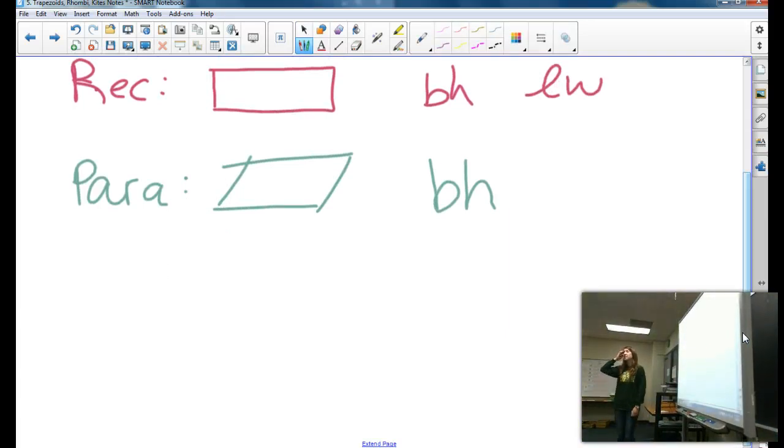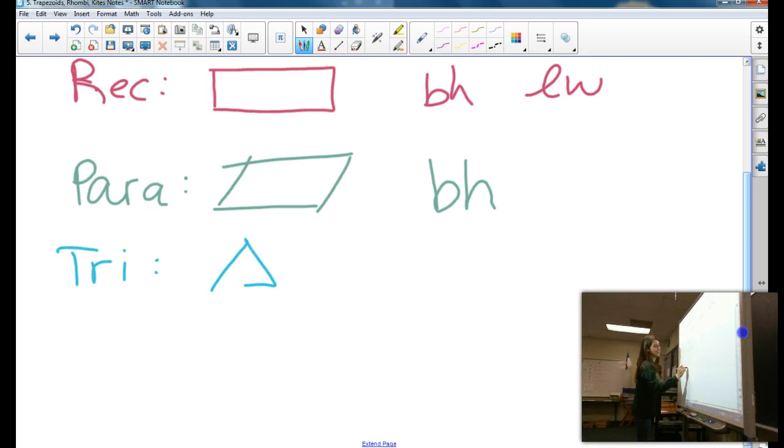That's today. Starts with a T, but we're not learning about that today. We learned about it last week. Triangle. That's three sides. All right. Triangle. And do you remember how to find the area of a triangle?